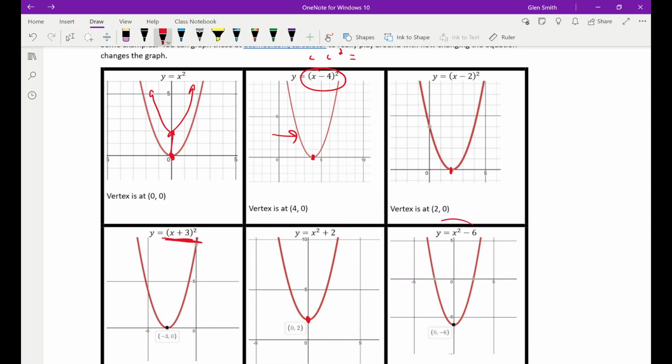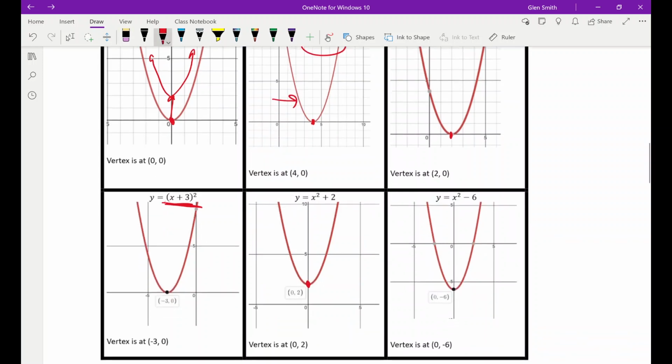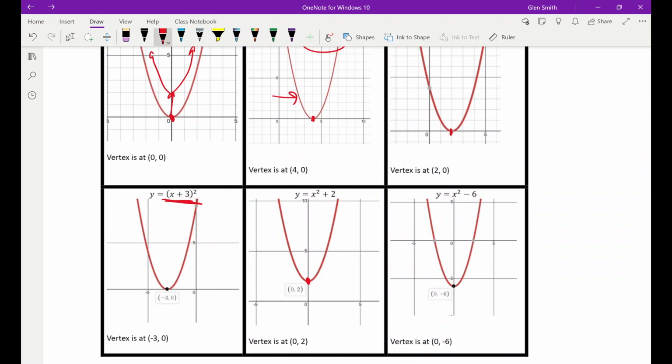And if you subtract a number at the end, outside of the squared piece, it moves it down 6. And I know the scales are different on these, so this doesn't really look like it gets moved down that much. But 5, it's kind of hard to see here. Here's 0. So this is down 5 and 1 more. So that's the negative 6 right there.